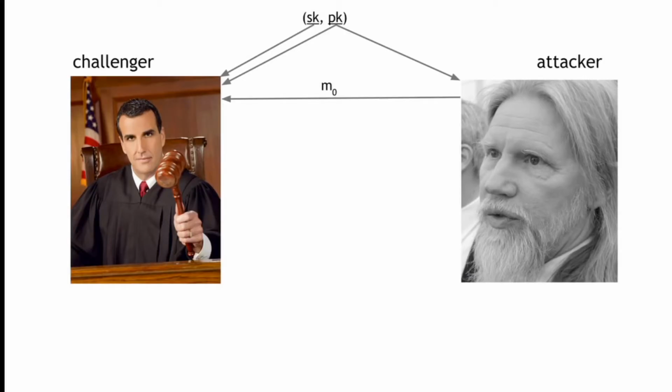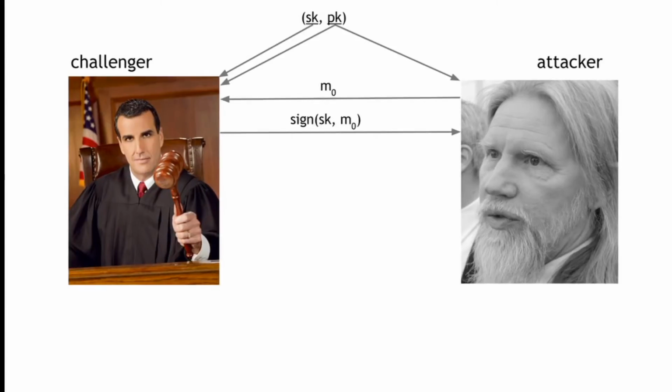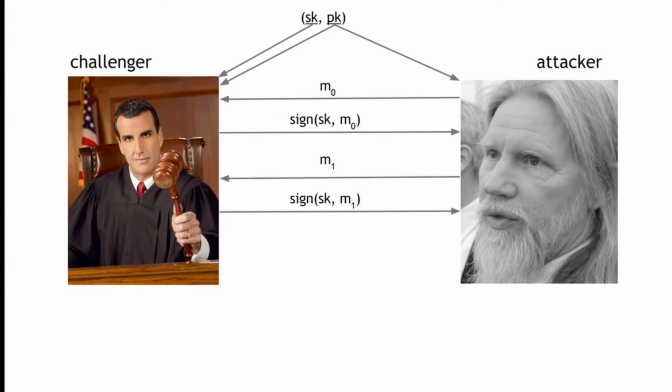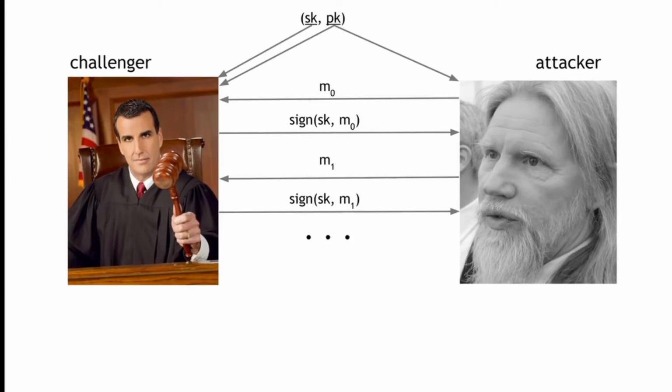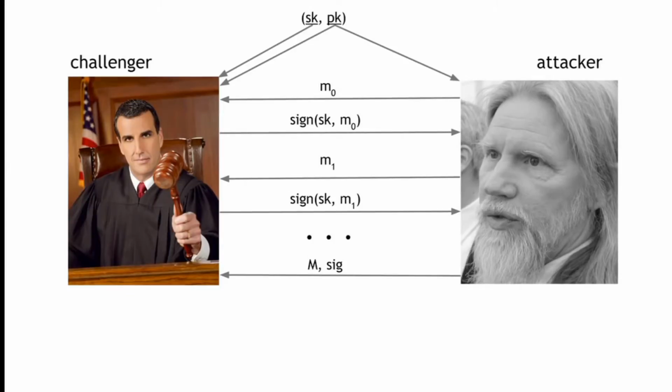The attacker is going to send over a message M0 to the challenger, and the challenger is going to sign that message and send the signature back. The attacker can look at that, scratch his head a little bit, and send over another message M1. The challenger will sign that. And we do that for as long as the attacker wants. The attacker can send over any sequence of messages he wants and get signatures on them. Once the attacker is satisfied that he's seen enough signatures, and we're going to let him see only a plausible number, then he's going to pick some message M that he wants to forge a signature on, and he's going to try to forge a signature.